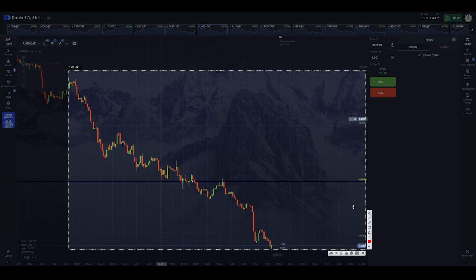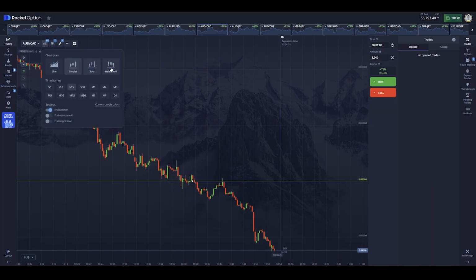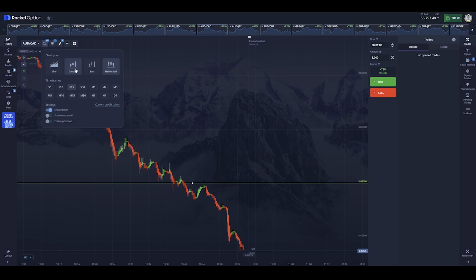So choose for yourself. Do you want more information? Or do you want simplicity? If you just want to trade with a trend and make quick deals, then Heiken Ashi is perfect for you.